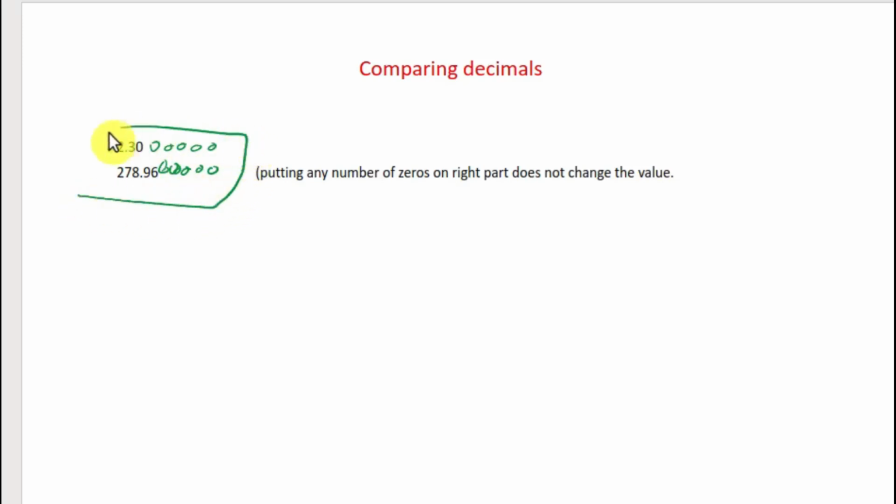So, that means the value doesn't change. Okay, next. Why are we comparing these decimals? We have to find which decimal is greater, which is lesser, or equal. For this purpose, we are comparing the decimals.